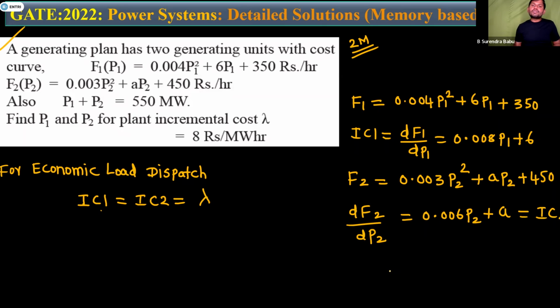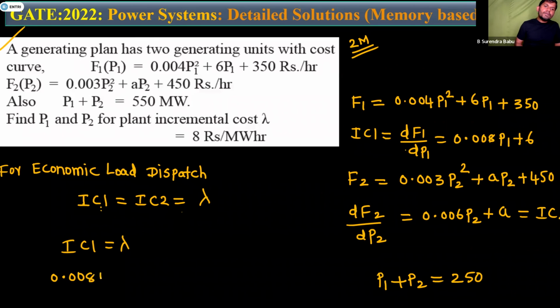And the demand is also given, students. The total demand P1 plus P2 equals 250 megawatts. Now see, IC1 equals IC2 equals lambda. We can just equate IC1 equal to lambda, then you can get the P1 value. What is IC1? 0.008 P1 plus 6 equals lambda, which is 8.